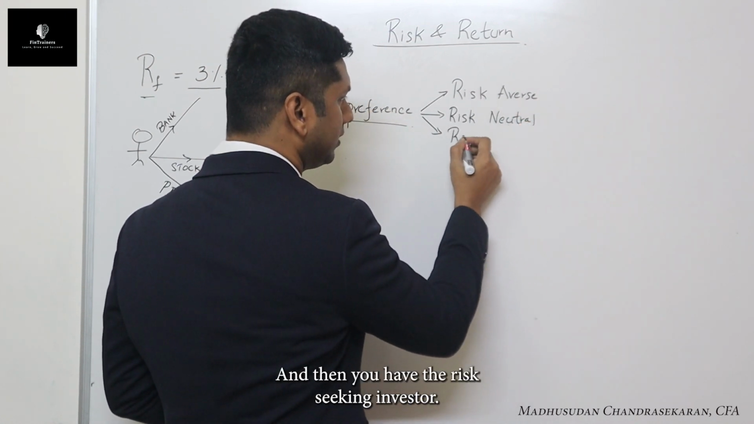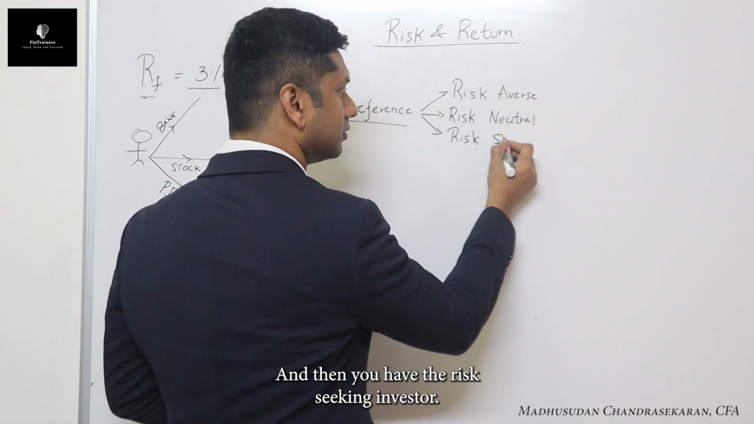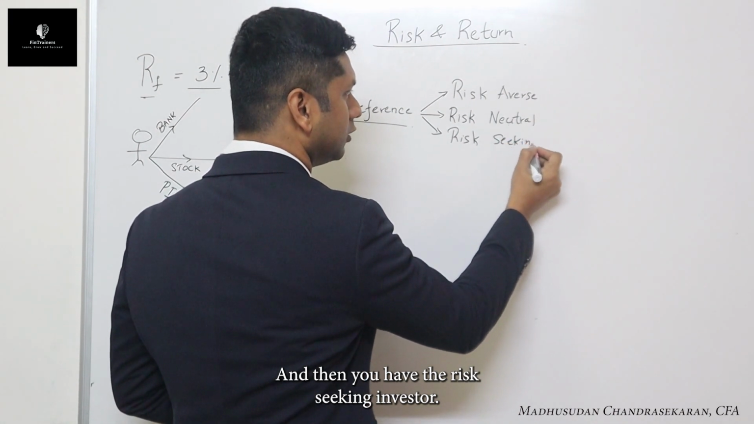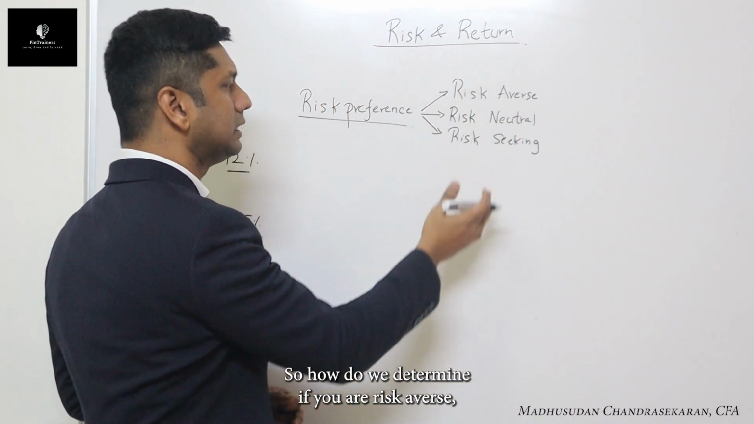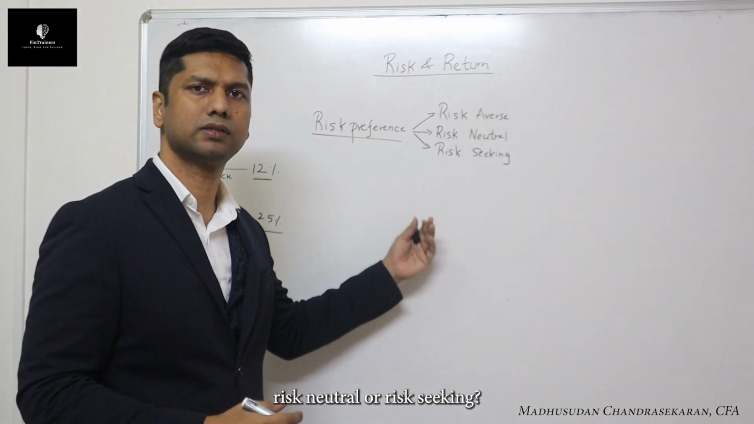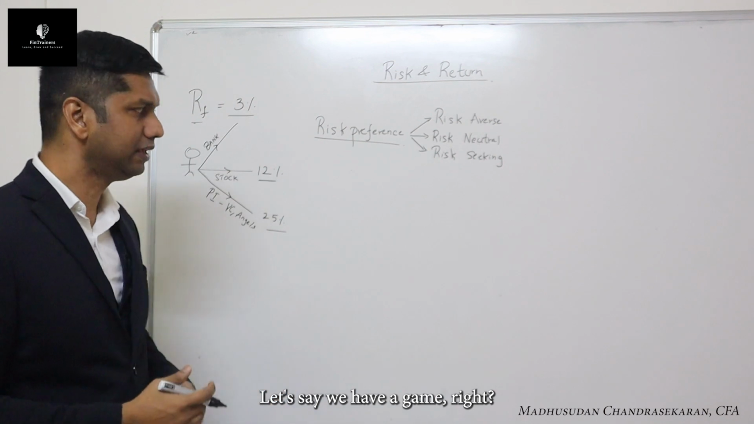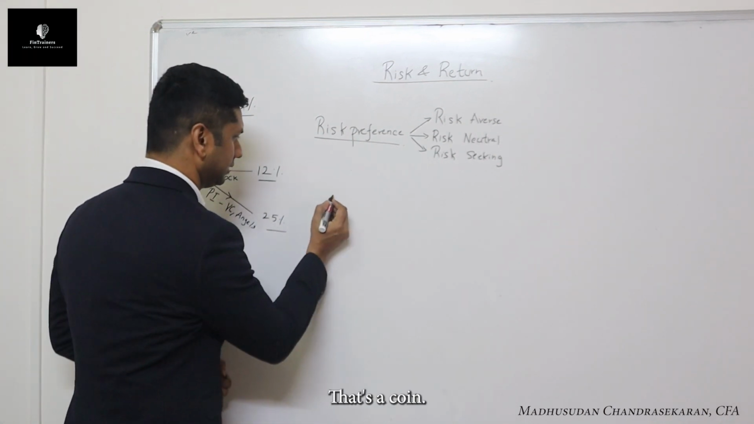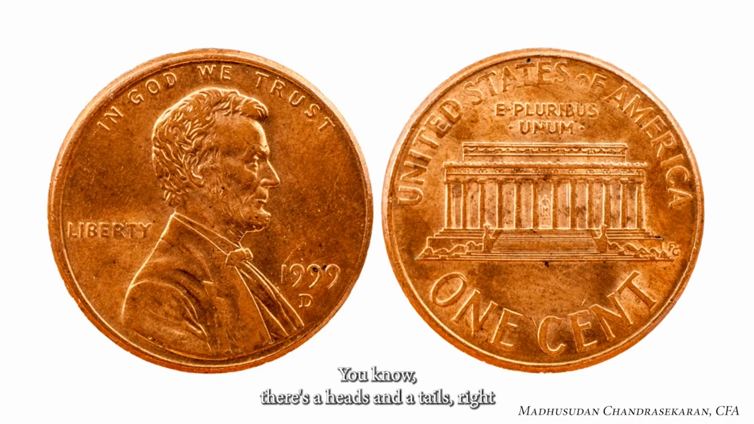And then you have the risk seeking investor. So how do we determine if you are risk averse, risk neutral, or risk seeking? Let's say we have a game, right? There's a coin, there's the heads and the tails, right?